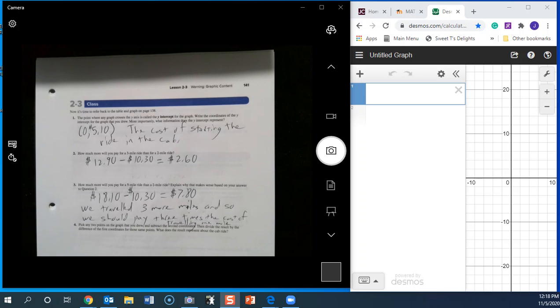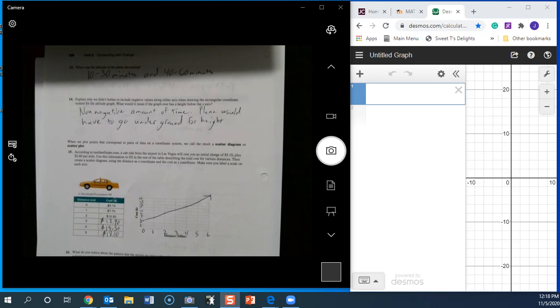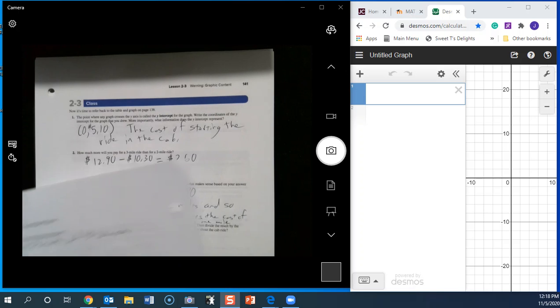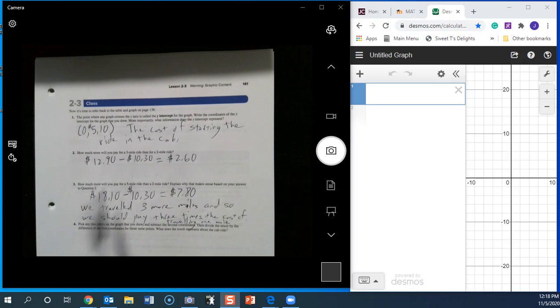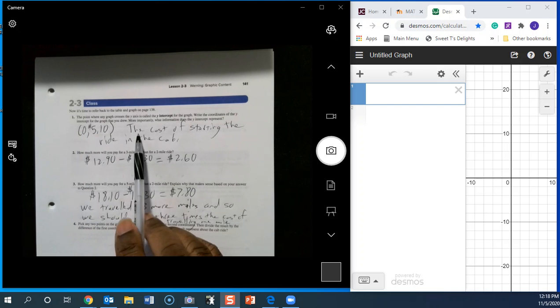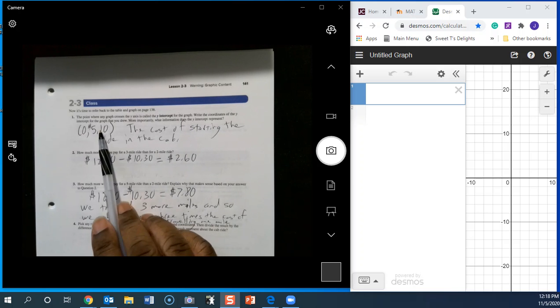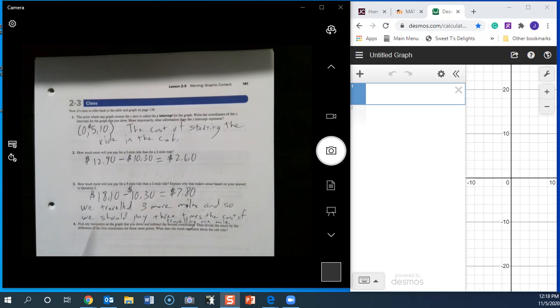So we go back here to page 138, and we look here at the graph. This point here is (0, $5.10), and that is the y-intercept. So we will put the ordered pair here, (0, $5.10), because remember, with the y-intercept, that's when x is 0. And what it tells us is the cost of starting the ride in the cab.